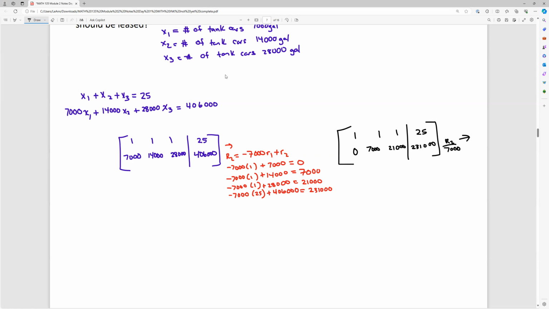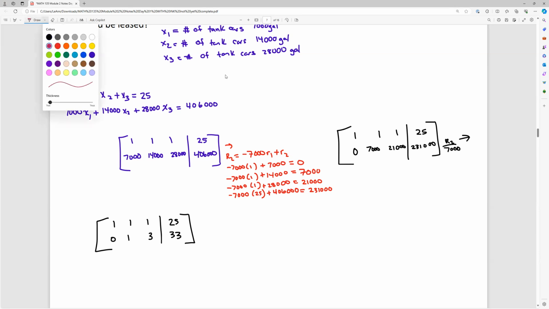So we're going to divide row 2 by 7,000. Okay, so that's what's happening on the next line. So I have 1, 1, 1, and then 25. If you divide each of those by 7,000, we'll get a 1, a 3, and the last part is a 33.